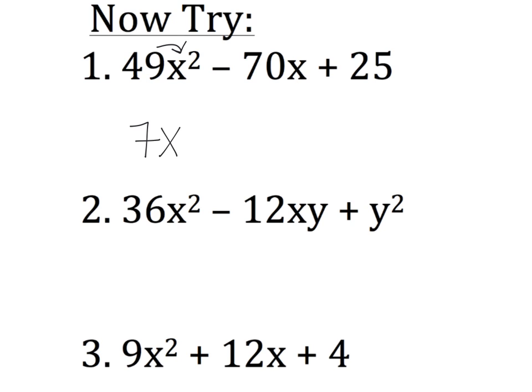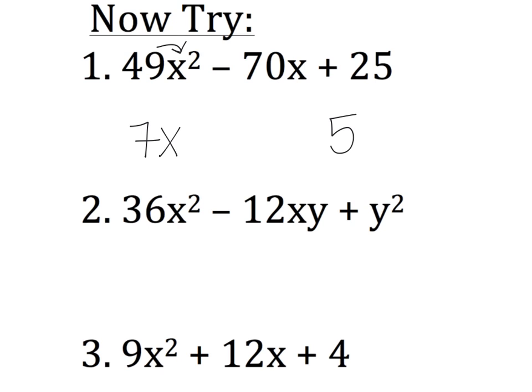It's 25. Can I square root it? Yes, I will get a 5. So second rule, check. I was able to square root 49. I was able to square root 25. Now I need to check if the middle term satisfies the pattern.